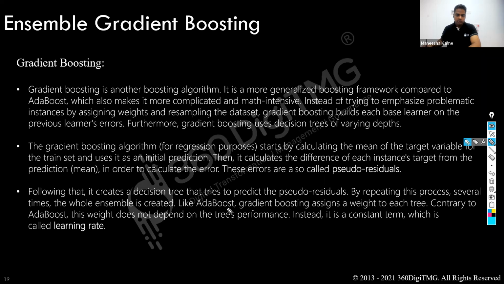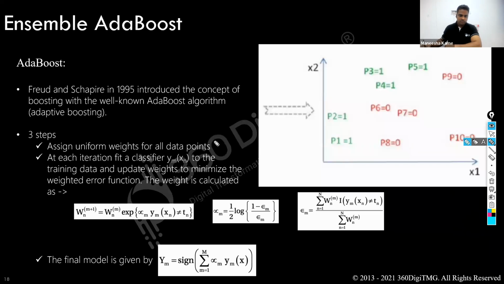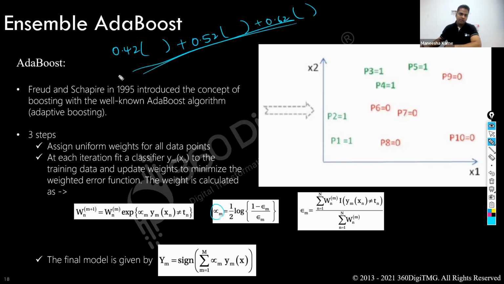In AdaBoost, if you remember, towards the end, when we combine the results, we have taken some 0.42 because that was, I think, the alpha value, plus again, we got 0.52 into the next classifier value, plus 0.62 into the next classifier value. We have given some weights to each and every iteration. And in each iteration, there was one decision tree built. Decision tree with depth equal to 1. Here also decision tree with depth equal to 1. Here also decision tree with depth equal to 1.